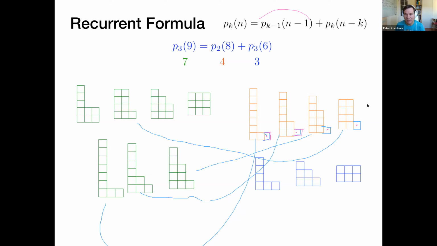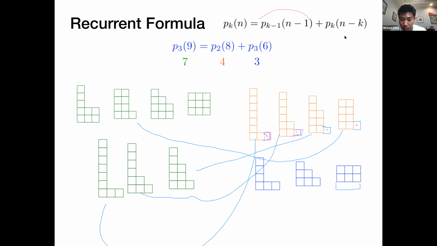Okay, so we have the match here. It's more of an embedding. So it shows you how to embed the set of p_{k-1}(n-1) into p_k(n). So yeah, we need to show the correspondence both ways, right? But it's clear that it should work in both ways. Okay, so this is true. How about the rest? So what should we do about the other 3 partitions?